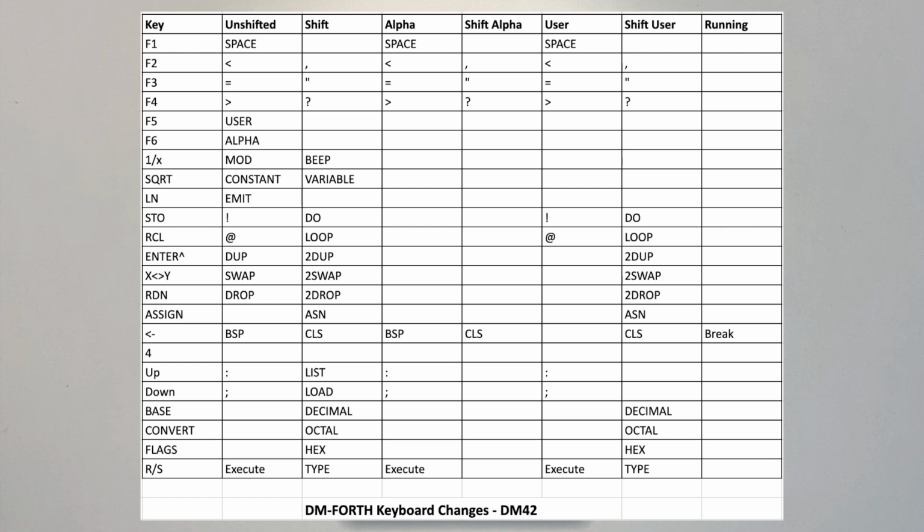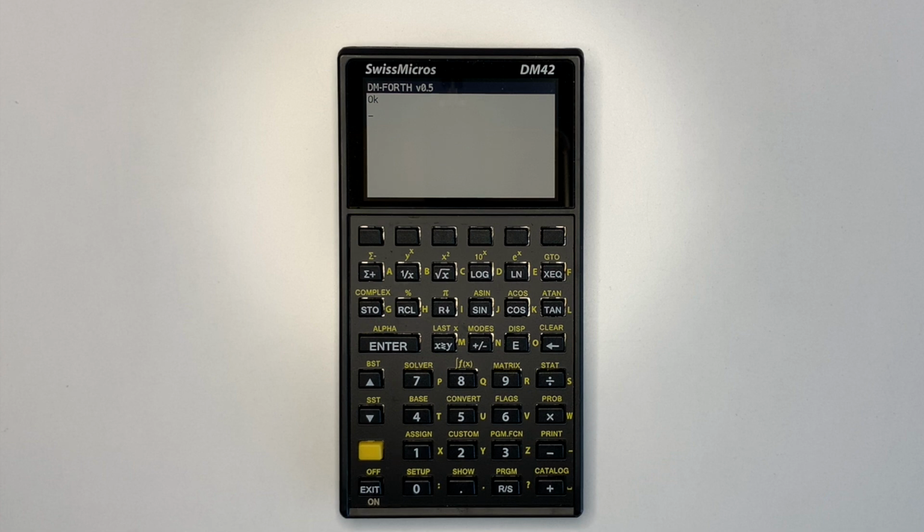For easy access, space, user and alpha are assigned to the top row of soft keys, along with other useful characters. Functionality is identical to the DM41X version, so see the previous video for more information. Here's a quick demonstration of FORTH on the DM42.